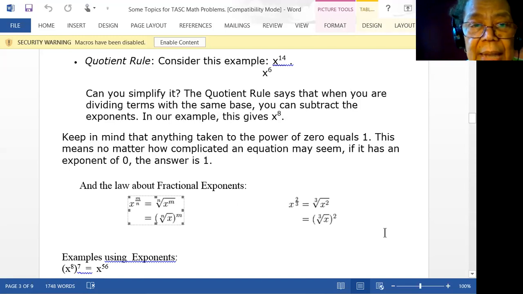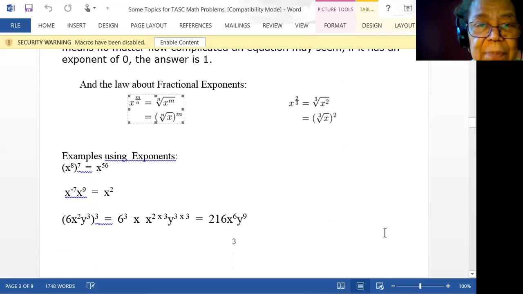Okay. Now, let's take an example using exponents. Some more examples. X to the 8th raised to the 7th power. Multiply the power outside by the power inside. 7 times 8, 56. X to the minus 7, x to the 9. Now, x to the minus 7 is really 1 over x to the positive 7. So you have a division. X to the 9 divided by x to the 7th is equal to 9 minus 7, or x to the 2nd power.